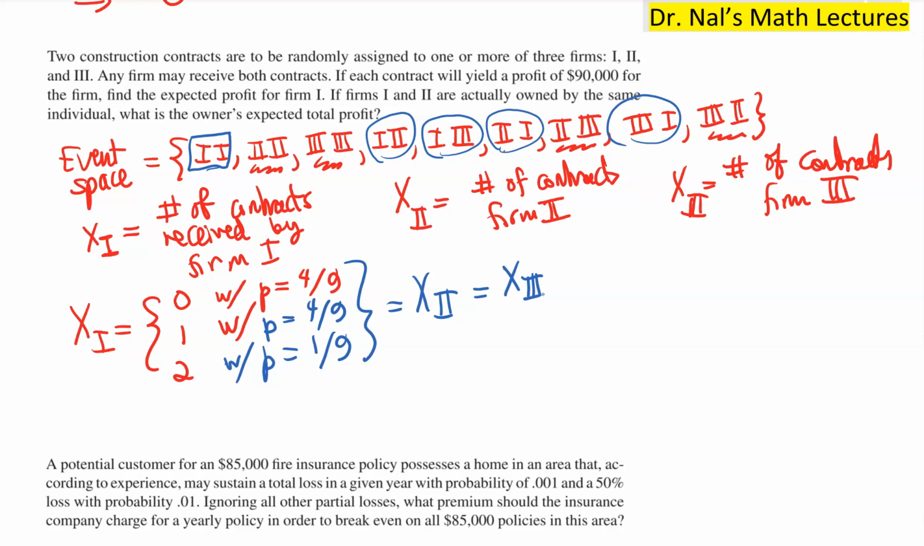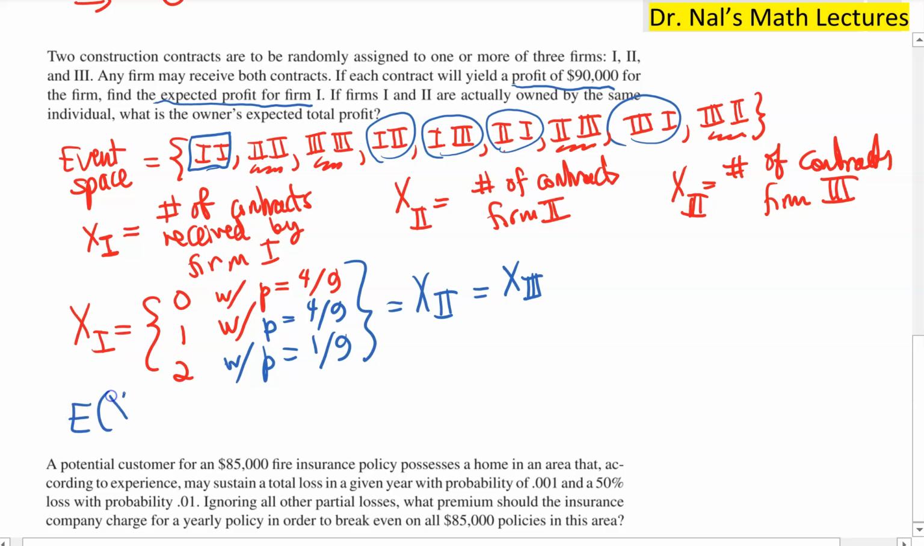Now we can say that if each contract yields a $90,000 profit for the firm that gets that contract, we can find the expected profit for the first firm, for instance. On average, how much profit will the first firm make? Which will be basically the same for firm 2 and firm 3 because they are symmetric. So the expected profit for firm 1 is just the expectation of the product of $90,000 times the number of contracts, which is X1.